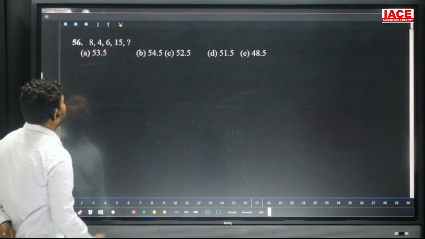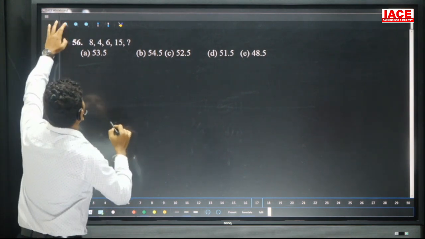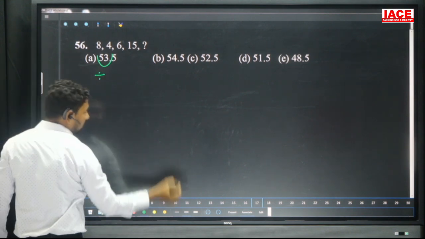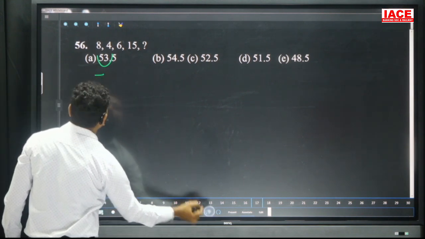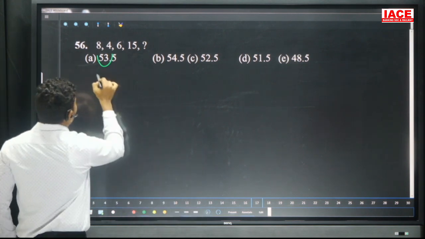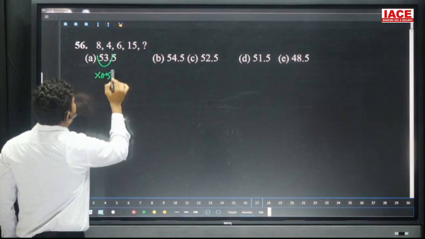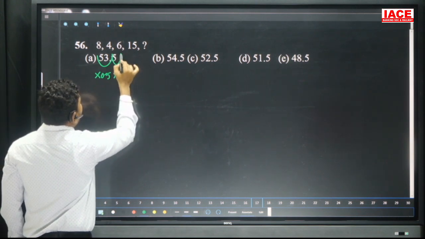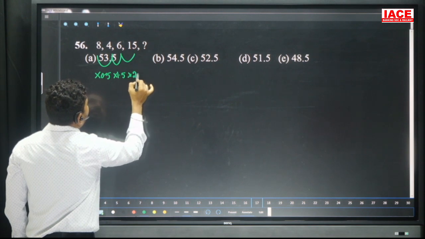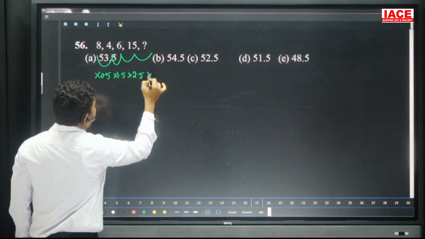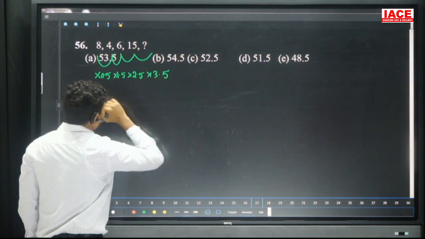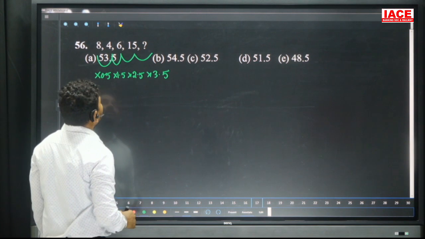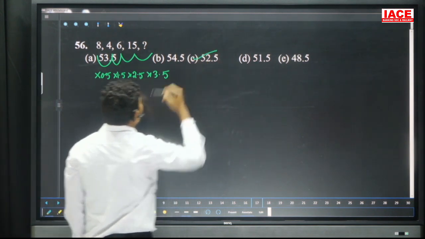Next, 8, 4, 6, 15. 8 became a 4, it is divisible by 2. Either multiply by 0.5, here multiply by 1.5, here multiply by 2.5, here multiply by 3.5. 15 3s are 45. 45 plus 7.5 is added, which is equal to 52.5. Our option is what? C.